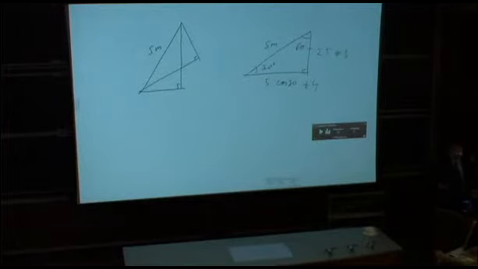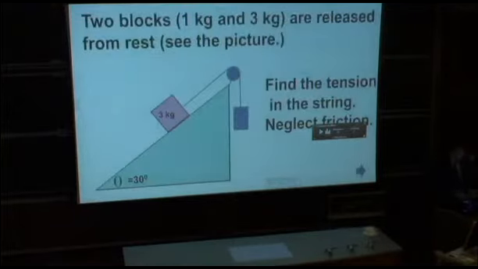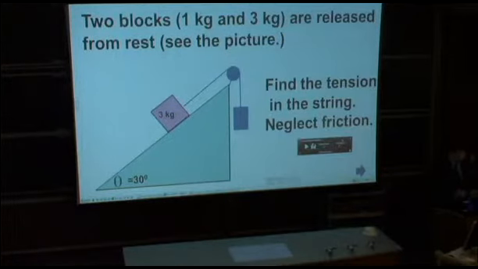So, geometry. Let's go back to physics. 2 blocks. One is hanging down on a string, another is on the incline, and we need to calculate tension, acceleration, anything we want to. First question, what is the mass of this weight? What is the number?